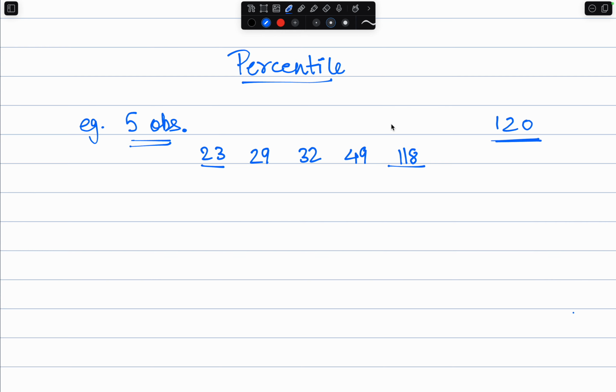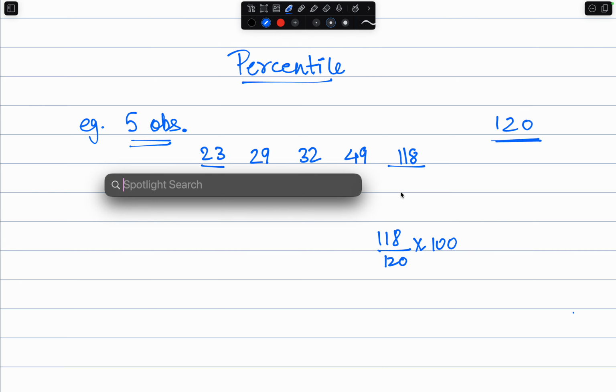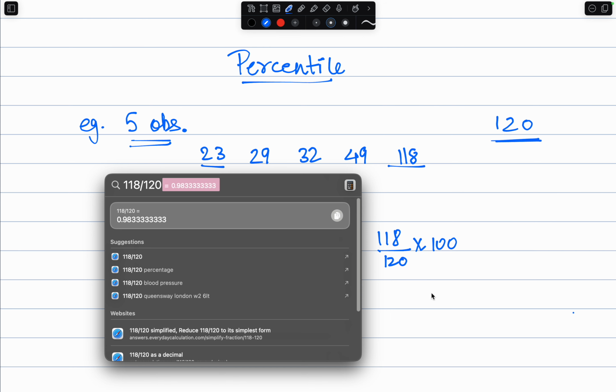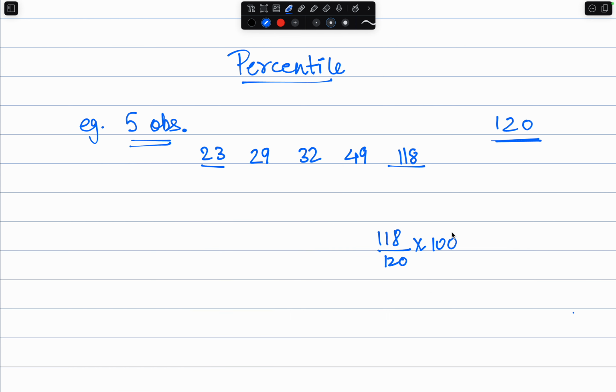So the percentage that this student has would normally be 118 upon 120 into 100. I'm assuming that's around 98 or something, a really good percentage, maybe even more. I think it'll be more. Okay, I'm clearly bad at math. Yeah, 98.3. Wow, okay, I'm not that bad. So that would be his percentage, 98.3%. So this is the percentage.